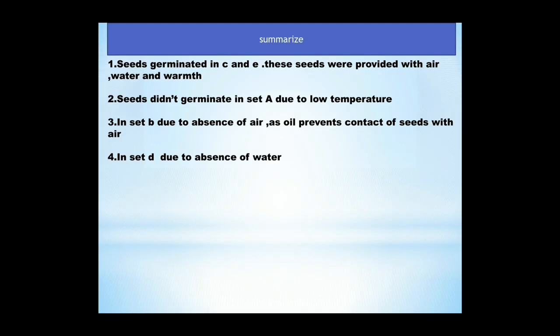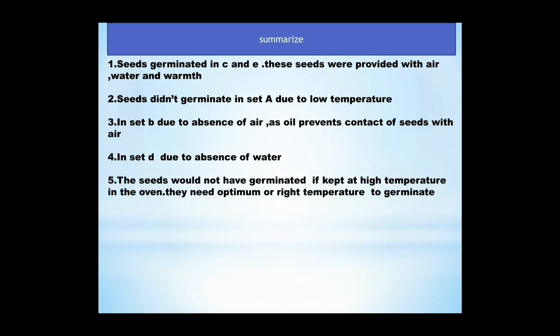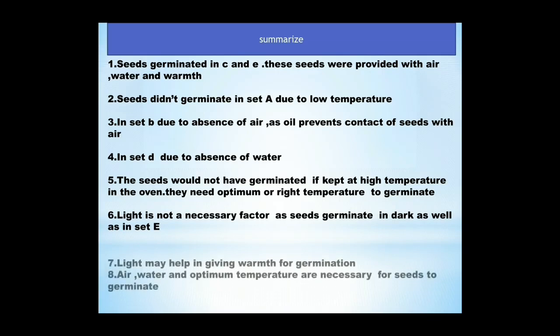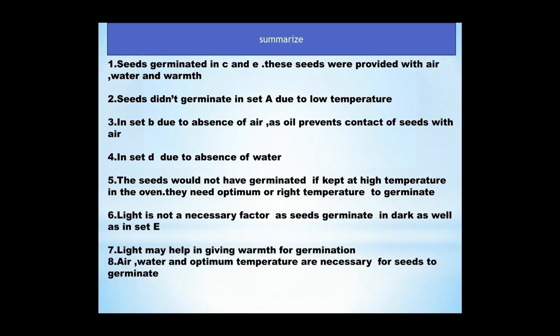The seeds would not have germinated if they are kept at high temperature in an oven because they need the right amount of temperature to germinate. So the right amount of temperature is known as optimum temperature. Light is not a necessary factor as seeds can germinate in dark. Light may help in giving warmth for germination. So air, water and optimum temperature are necessary for seeds to germinate.